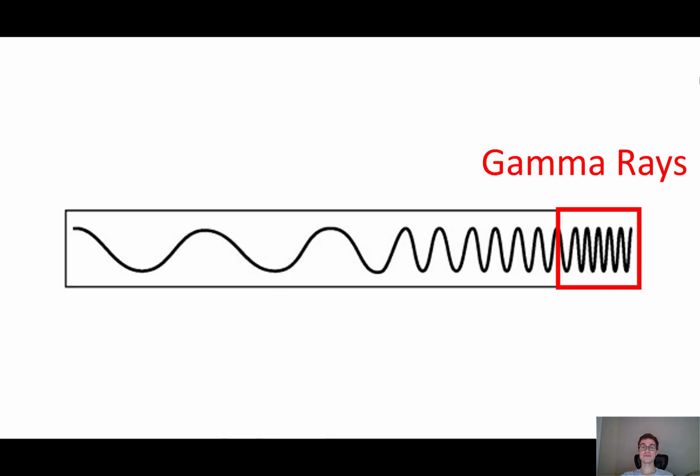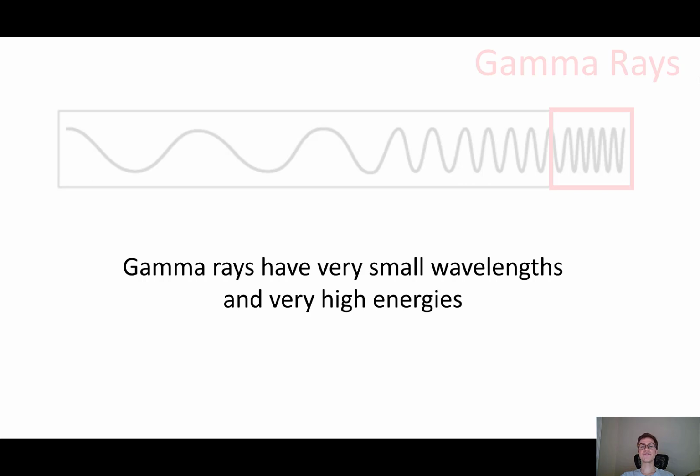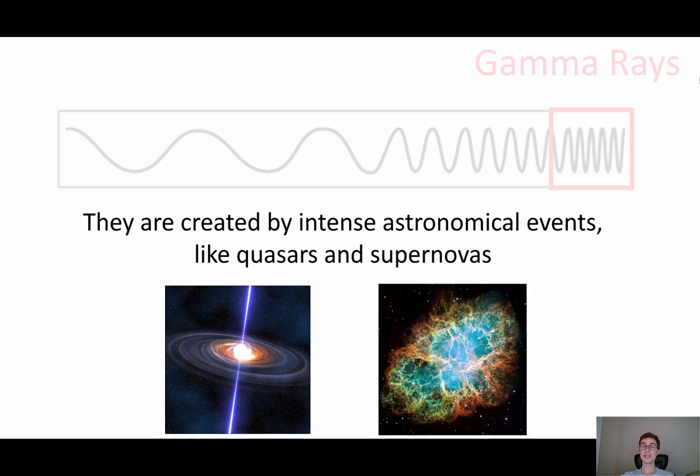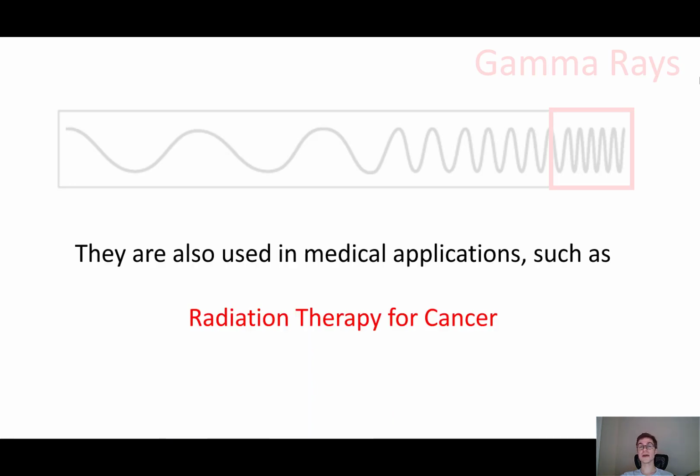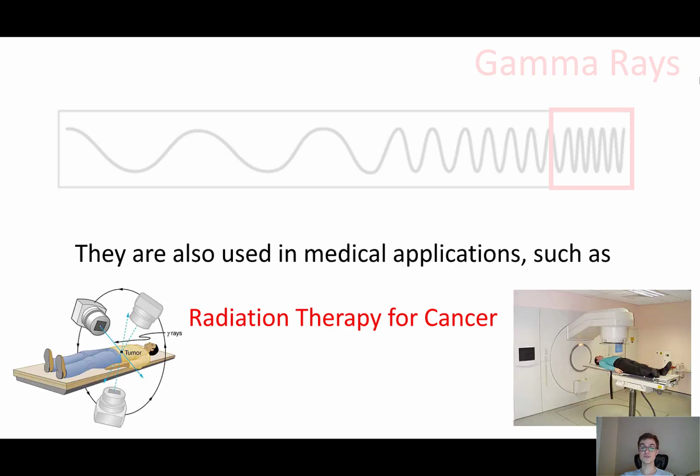Finally, let's talk about gamma rays. Gamma rays have very, very small wavelengths and very, very high energies. They're created by intense astronomical events like quasars or supernovas. Some of the most violent things that nature can create are gamma rays. They're also used in medical applications. So for example, radiation therapy for cancer, they use gamma rays to do that, to sort of kill tumors and cancer inside cells.